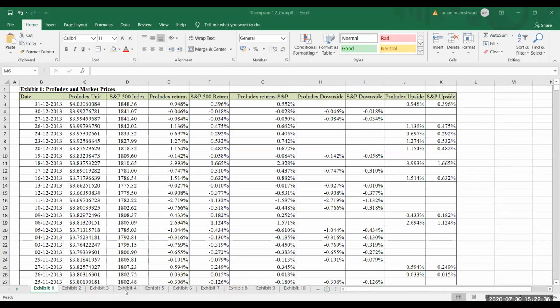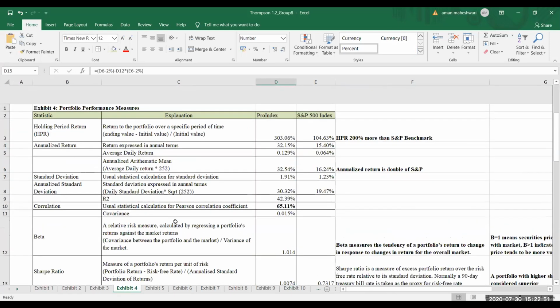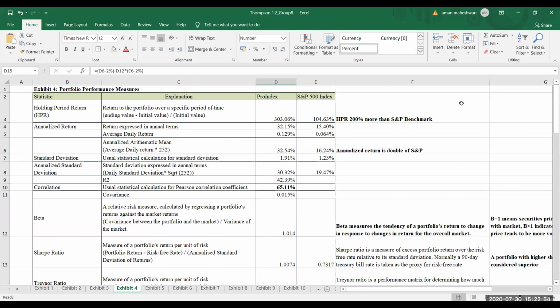So we have a Pro Index Fund and we would suggest Peter Landman to invest their money in our fund because of the numbers that we have achieved in a period of 5 years. So Anshul, please open exhibit 4. You can see our holding period return is 300.06% and the benchmark return is 104.63%. Over a period of 5 years, if you had invested rupees 100 with us in 2009, by the end of 2013 you would have got somewhere around 400 rupees, which is 200% more than the benchmark return. So it is highly profitable to invest in our fund.